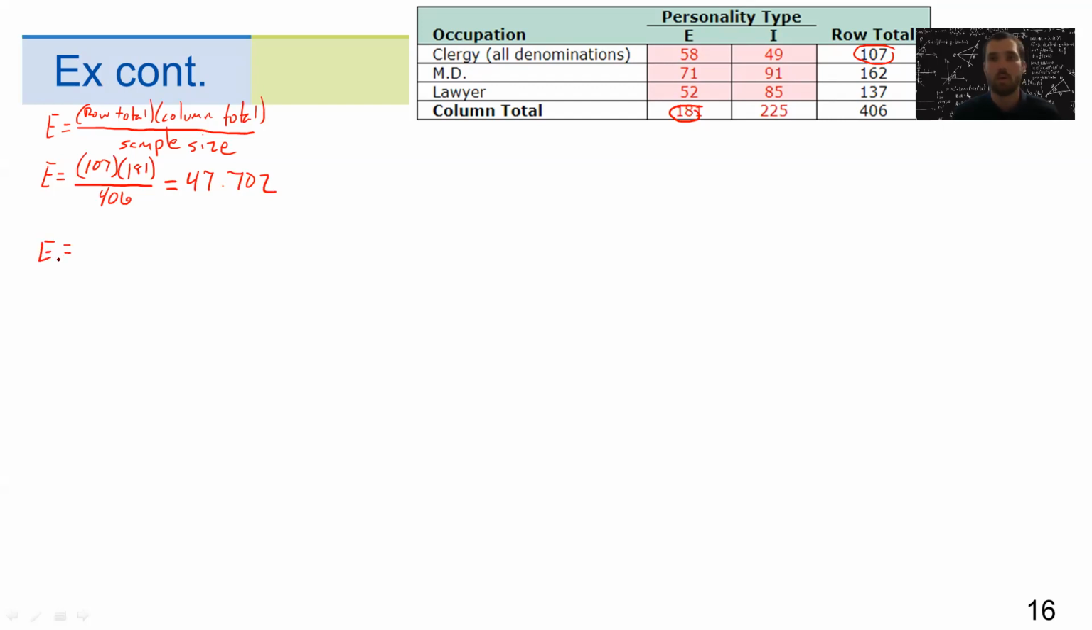For cell number 2, I'm going to do the same type of deal here. I'm going to erase this now. I am going to do, at this time, 107 times 225, and divide that by 406.